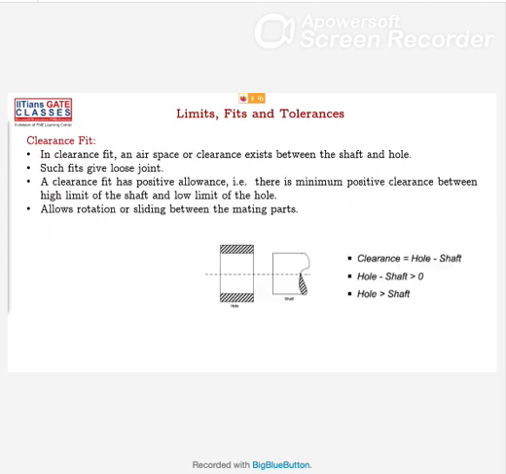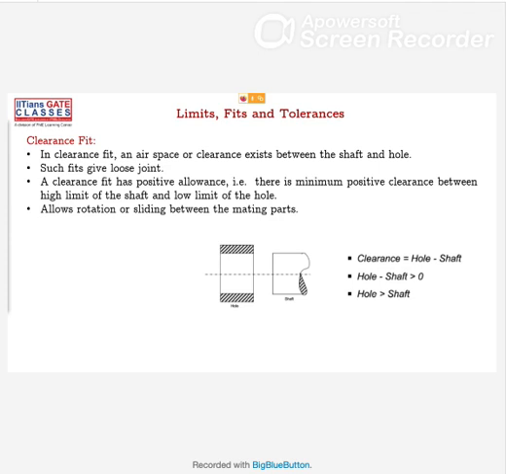Okay. So in clearance fit, an air space or clearance exists between the shaft and hole, whatever the tolerance limits that you're taking, whether upper limits or lower limits. Any limit you take, there is some air space or clearance existing between the shaft and hole, then it is called clearance fit. Such a fit gives a loose joint. Obviously, the shaft is loose inside the hole.